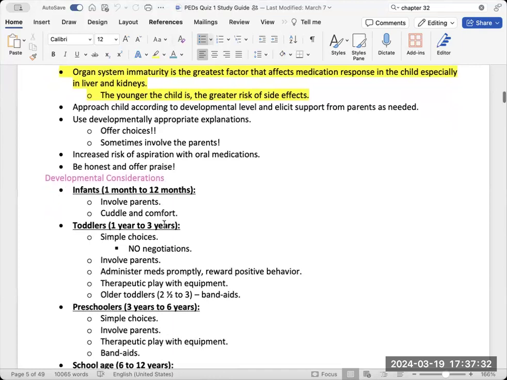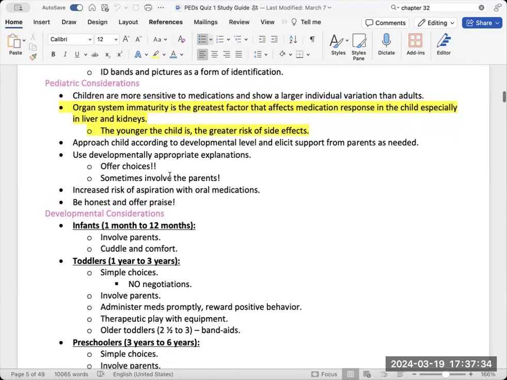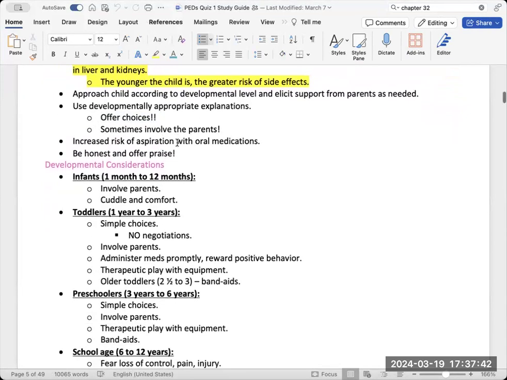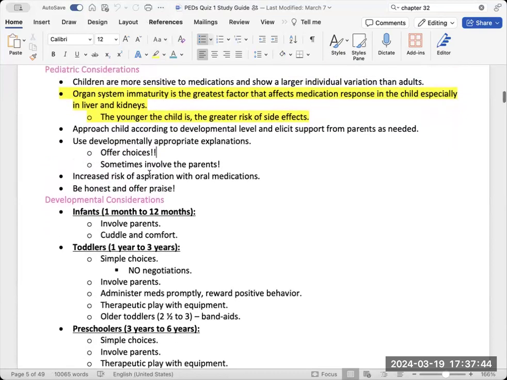But other things that we need to consider when it comes to children is that you need to use developmentally appropriate explanations. We already talked about that, right? Especially offering choices for those toddlers and preschoolers, making sure you always involve the parents. Except maybe when we're talking about our adolescents, that could become more confusing where we involve the parents. So the thing with pediatrics is that the parents always need to be the ones that know what's going on. They have to be physically present for the care that's provided for children. We can't just do things without the parents being there.